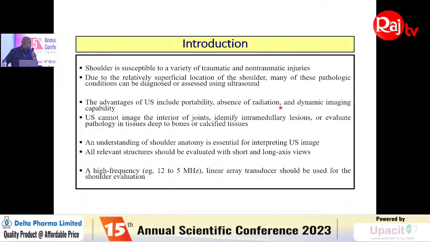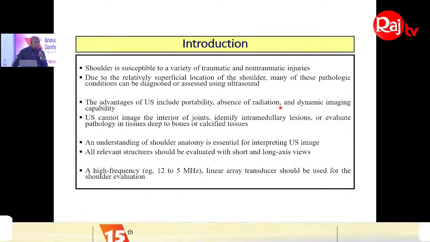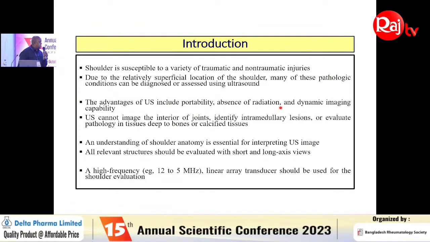Anyway, ultrasound of the shoulder. Before going to the discussion, the shoulder joint is a superficial structure, so it is susceptible to both traumatic and non-traumatic injury. There are some advantages of ultrasound: it is easily portable, there is absence of radiation, and we can do dynamic testing. There are some disadvantages: we cannot see the interior of bones or calcified tissues, and intermediate lesions we cannot diagnose with ultrasound.